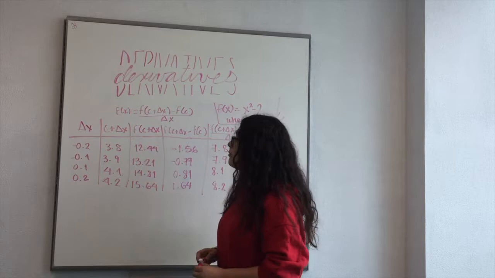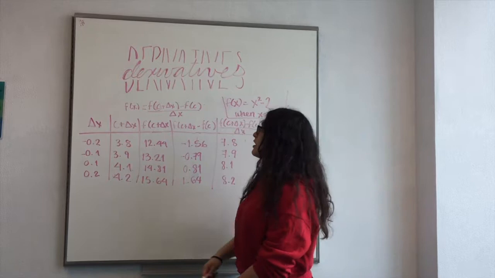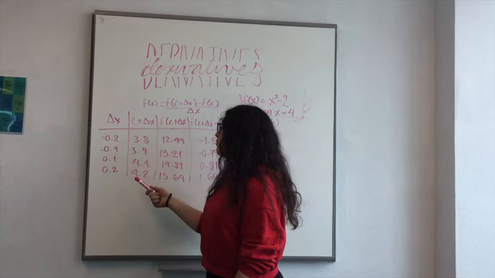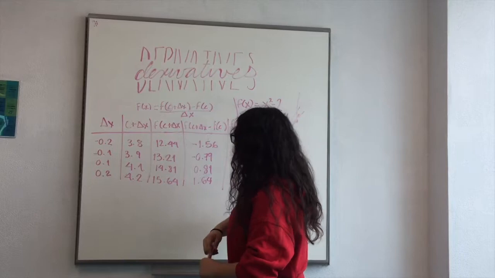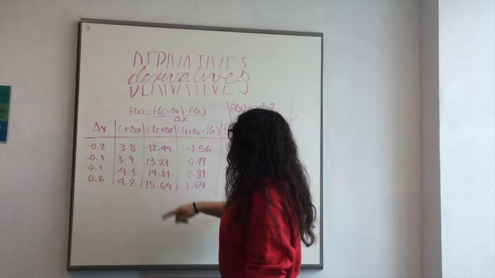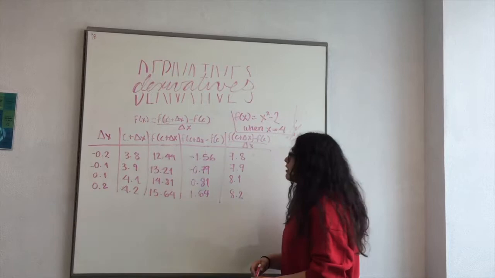Then, for the second part of the table, we put the value of c, which is the value that gives you x in here, which is 4 plus the value here, which is minus 0.2, which gives you 3.8. Here will be 4 plus minus 0.1, 4 plus 0.1, and 4 plus 0.2. Then you will put the value that gives you here into the function that you have at the beginning, and in the first one it gives you 12.44, because it's 3.8 squared minus 2. And you do the same procedure for the rest of the values. Then you go to the next part of the table.